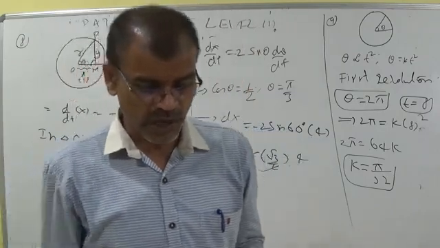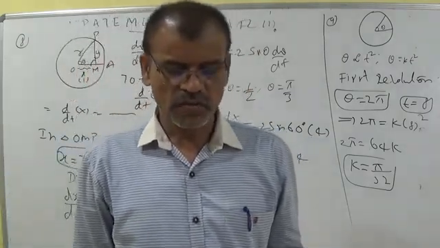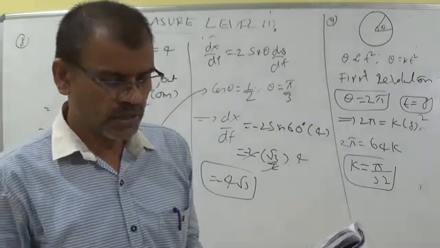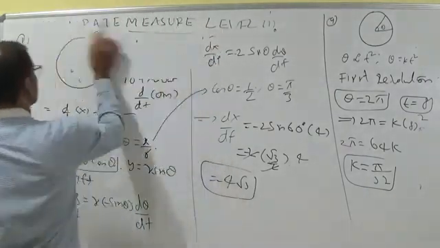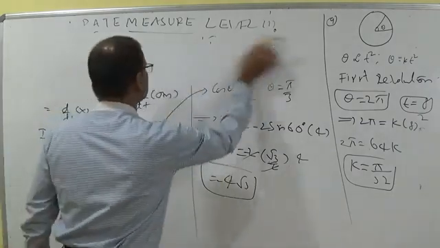Next, what should we calculate? Angular velocity at this time. The angular velocity at this particular time is needed. So you should calculate d theta by dt.